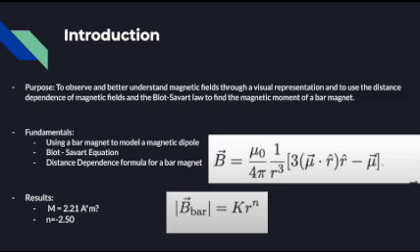So the introduction: the purpose was to observe and better understand magnetic fields through visual representation, and to use the distance dependence of magnetic fields in the Biot-Savart law to find the magnetic moment of a bar magnet. The fundamentals were using a bar magnet to model the magnetic dipole, the Biot-Savart equation, and the distance-dependent formula for a bar magnet. And these are my results right here.